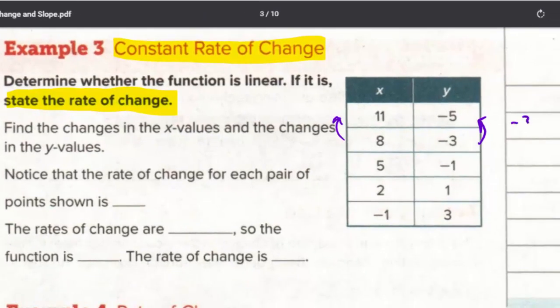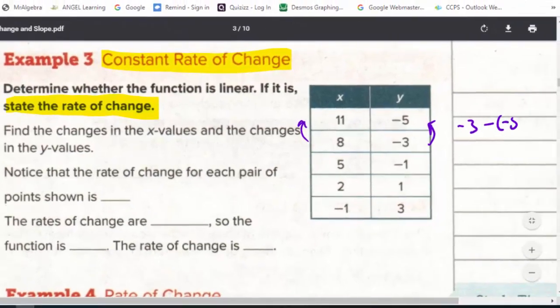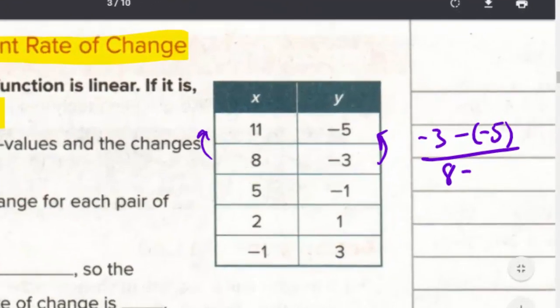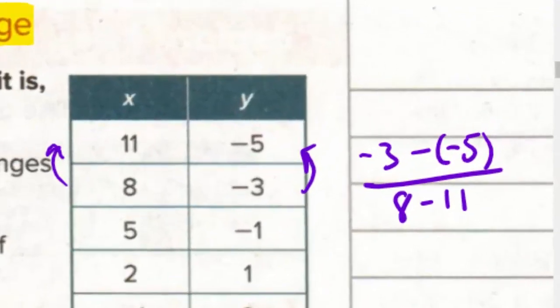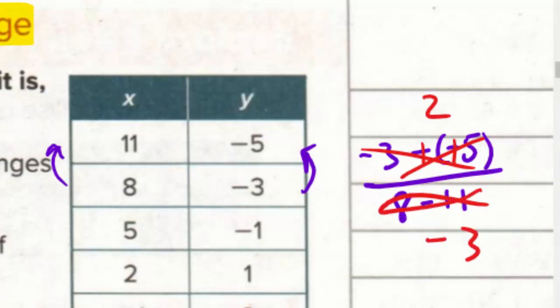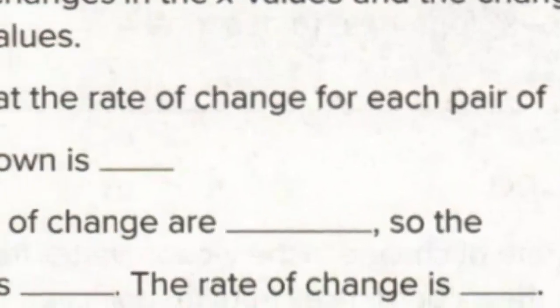So we end up with a -3 minus a -5 over 8 minus 11. Now keep in mind that when we solve this, we have a minus a negative, which is plus a positive. So this right here ends up being a 2, and this right here ends up being a -3. So we get a rate of change of -2/3. I'm going to write that down, but I should verify that. So -2/3.